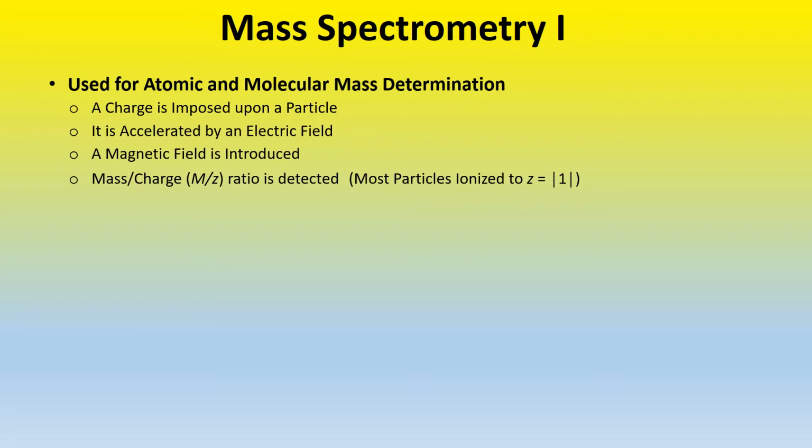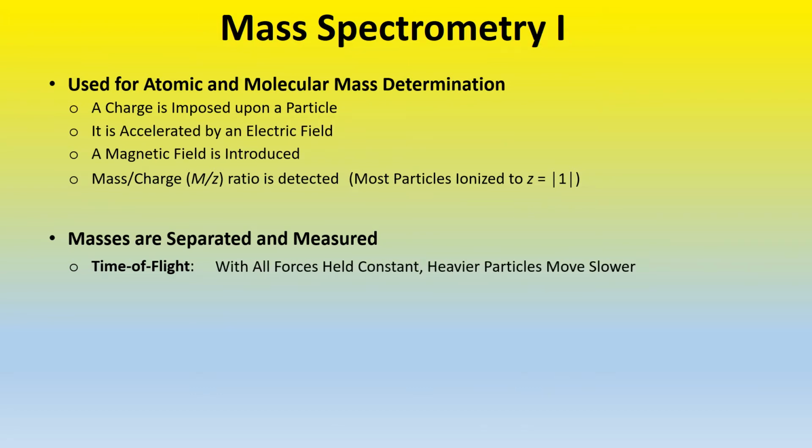There are multiple ways in order to achieve this effect. The one thing they have in common is that masses are separated and measured. The most direct way of doing it is called time of flight. In this case, with all the forces held constant, the magnetic and the electric fields, heavier particles will move slower and take more time to go to the detector.